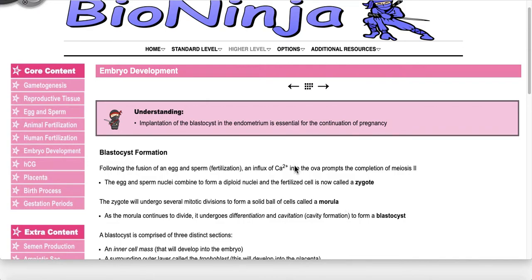Hello students, today we continue with 11.4 and we are looking at embryo development. So we start off with the essential understanding that says that implantation of the blastocyst in the endometrium is essential for the continuation of pregnancy. So we need to understand what the term blastocyst means and what the term endometrium means.